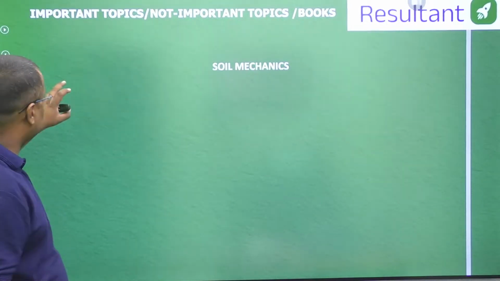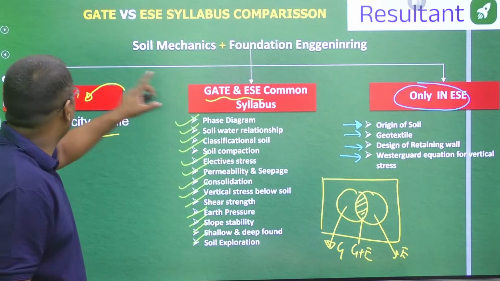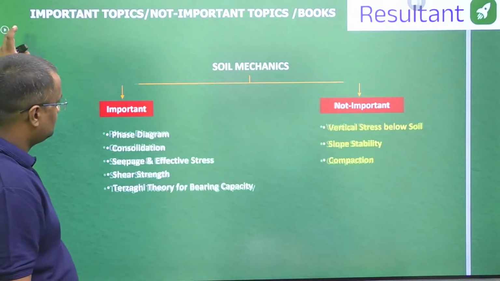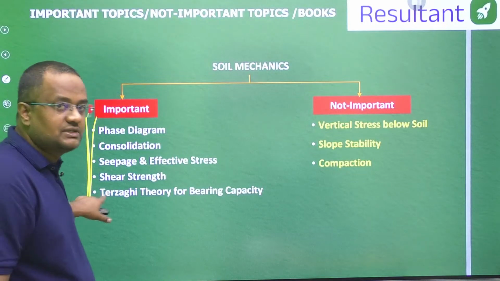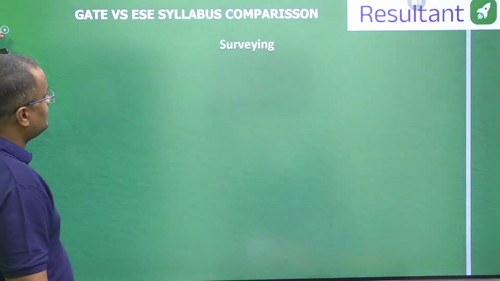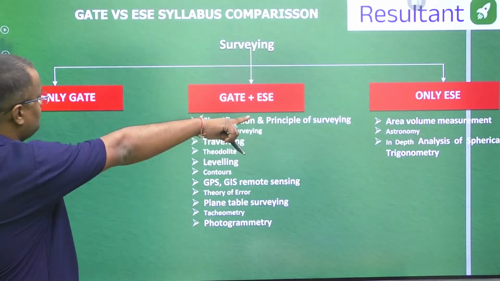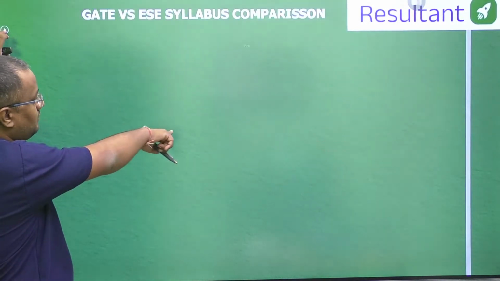Okay, and this I have made for each and every subject. Also, like soil, I have made what is in GATE, what is only in ESE, only in GATE, and what is in GATE and ESE. Also, I have made what is important, what is not important. These are the things which usually come in examination. This one's frequency is very less. Similarly, guys, I made this for each and everything. Surveying, which is in GATE and ESE, which is only in ESE. There is nothing which is only in GATE. Okay, surveying important, not important.